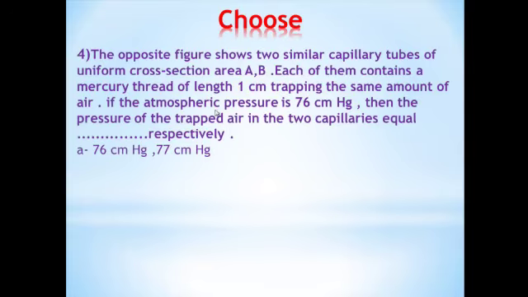the opposite figure shows 2 similar capillary tubes of uniform cross-section area, A and B. Each of them contains a mercury thread of length 1 centimeter, trapping the same amount of air. If the atmospheric pressure is 76 centimeter Hg, then the pressure of the trapped air in the 2 capillaries equals.